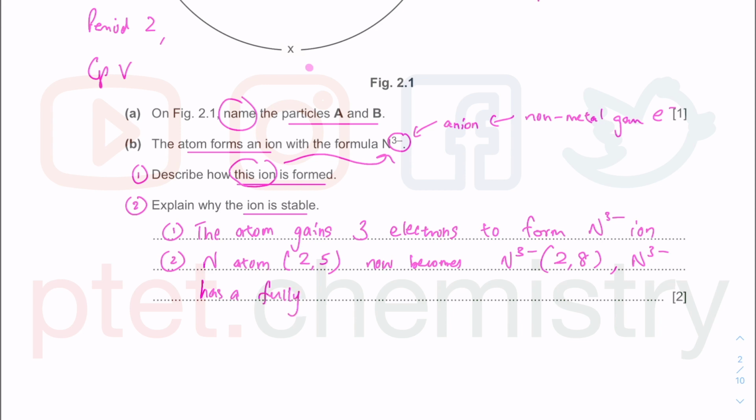That's the most important thing. N3 minus, not the N atom, has a fully filled outermost, or you can use the word valence, shell. Just choose whichever one you like. You don't need to write both, but the idea really is a fully filled valence shell. That is the most important bit for why the ion is stable, and you get 2 marks because there are 2 points to be made there.